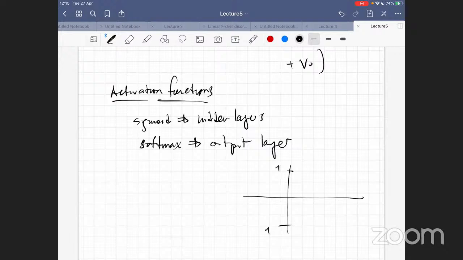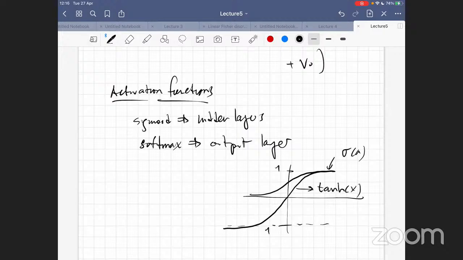So you know that this was the sigmoid, but I can also use the hyperbolic tangent here, and the hyperbolic tangent goes to -1 instead. So this is the hyperbolic tangent. Okay, and this is A. So instead of this one, I can use the hyperbolic tangent, etc.